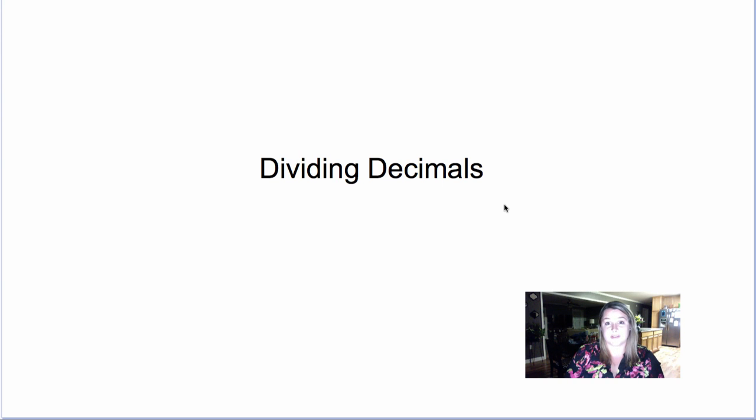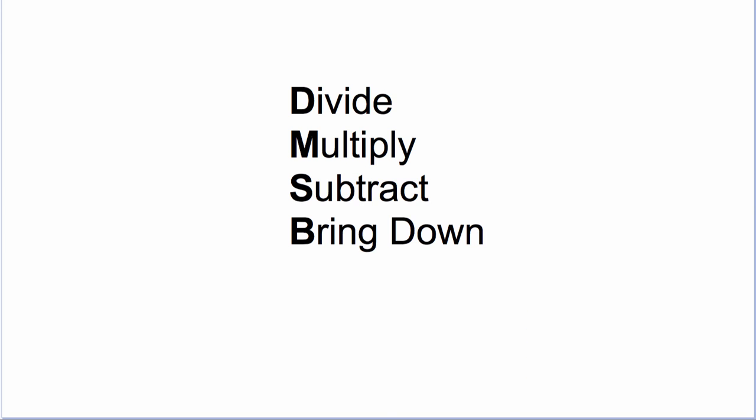Dividing decimals is almost exactly the same as dividing with a one-digit divisor. So if you've got that, this will be a breeze. Let's go ahead and get started. When we divide with decimals, we're going to follow the same exact steps as we do with regular division: divide, multiply, subtract, and bring down. There's only one extra thing that we need to keep in mind.